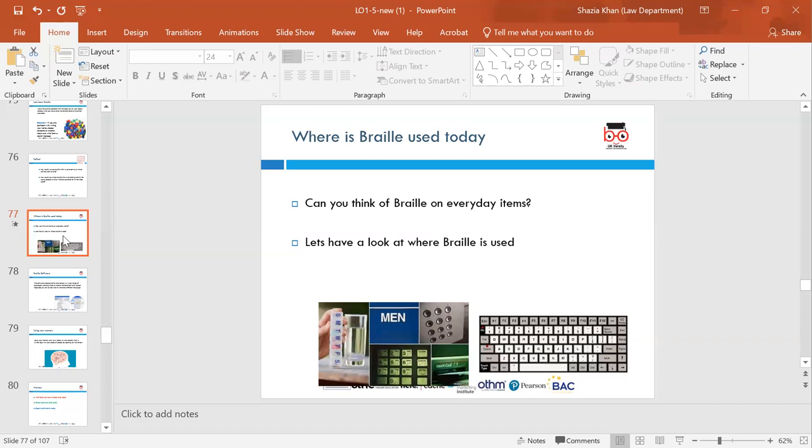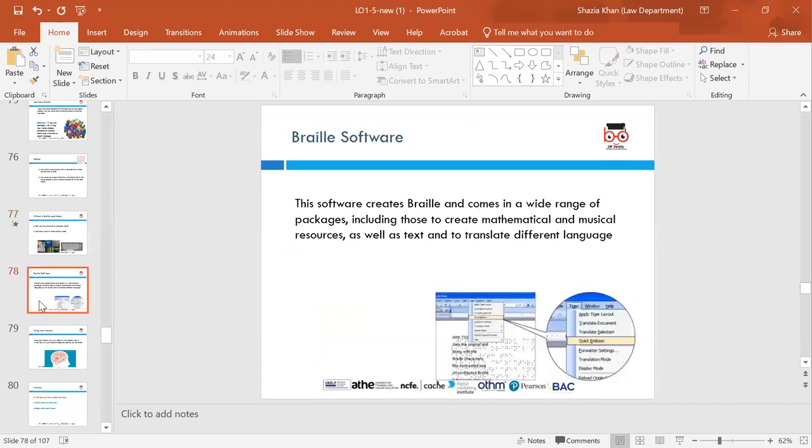So you could use it on your computers, on tablets. It's always been established to help people with different communication skills. Braille software: this software creates Braille and comes in a wide range of packages, including those to create mathematical and musical resources, as well as text and to translate different languages. So this could be used by people that want to listen to music, but also create any sort of mathematical resources.